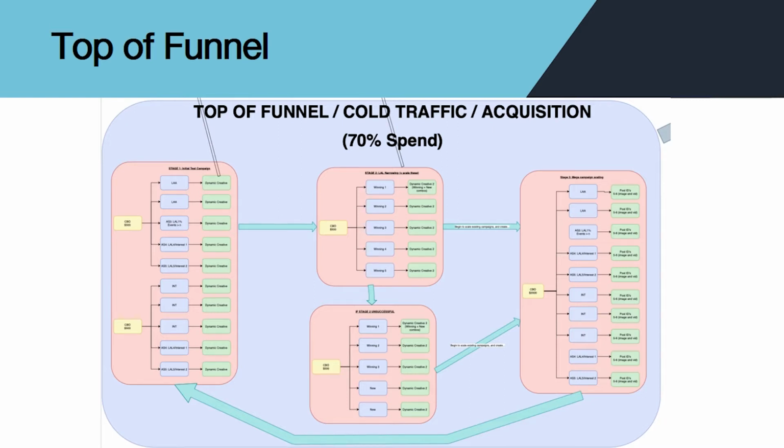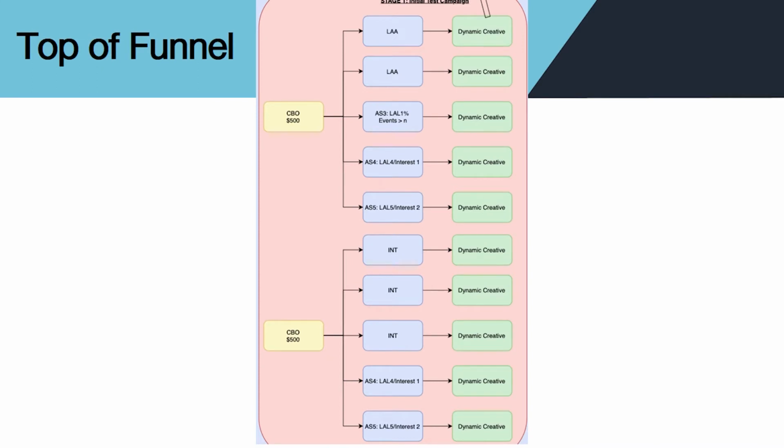And this is how we set up our campaign. So on the left here, you can see our initial testing phase, okay? You guys should be able to read that. Now what we do in the beginning is we set up 2 CBOs, right? And within these CBOs, we put a mixture of lookalike audiences and interest-based audiences.